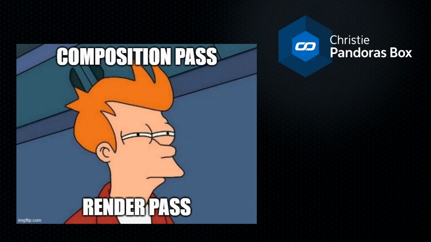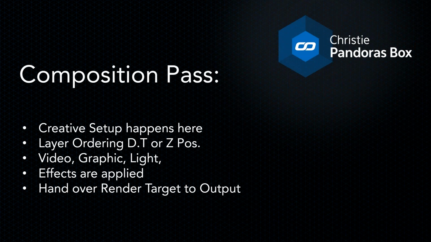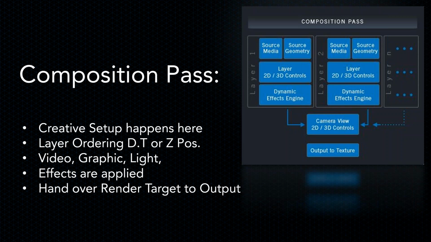Pandoras Box has two render passes, right? We have our composition pass, which allows us to do all of the creative stuff. And there's a little breakdown for you of what happens in there. We have our different layers, and they're ordered from lowest to highest, being closest to the camera. Again, you can change that with your Z positioning, so you can move your objects around, move your layers around, etc.